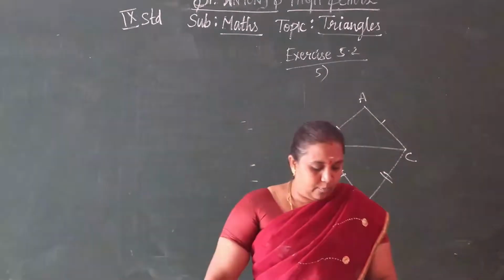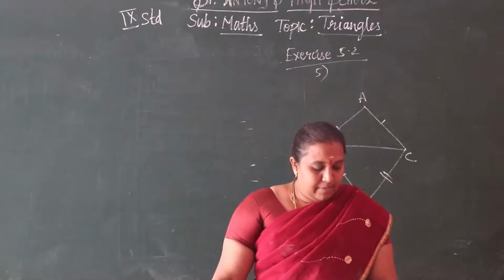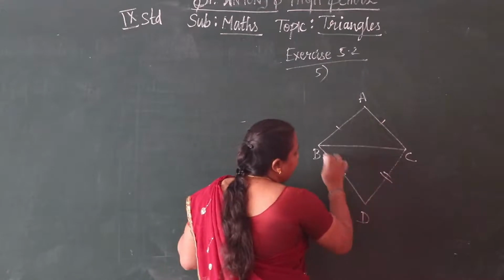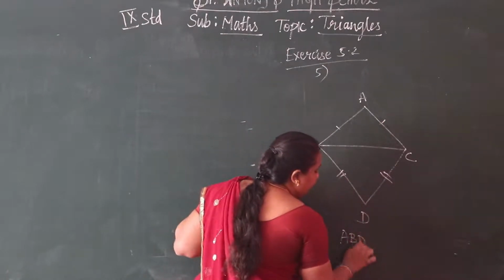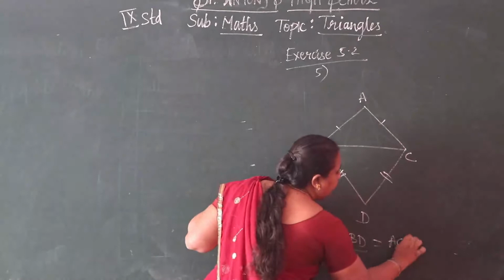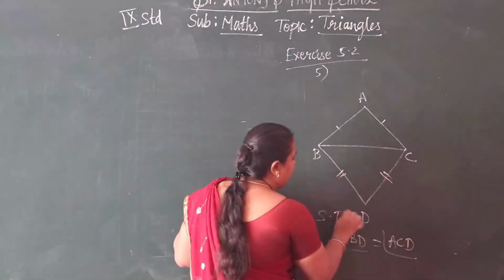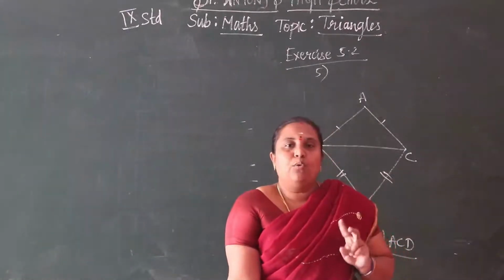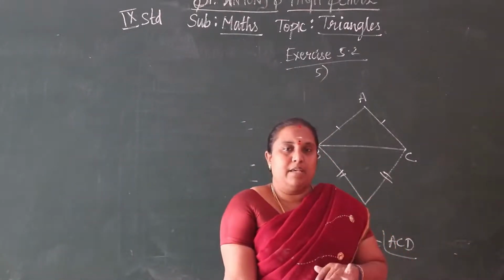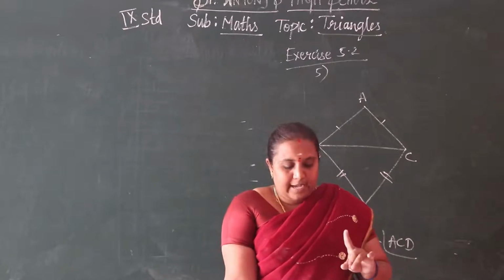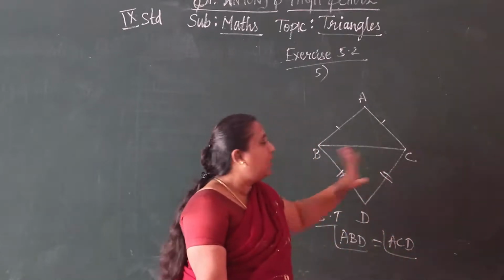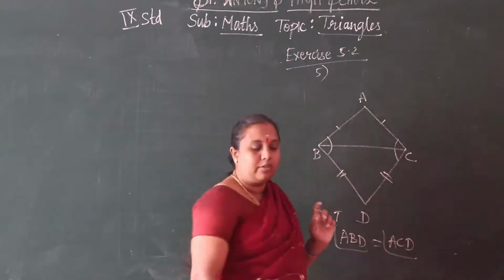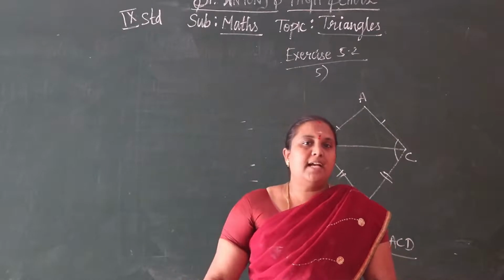Okay, so this concept is over. Then on the same base BC, show that angle ABD equals angle ACB. This we want to show. Here also we have two isosceles triangles on the same base, so we can take two triangles to prove these two angles are equal. That is, angle ABD equals angle ACD. We want to prove this.